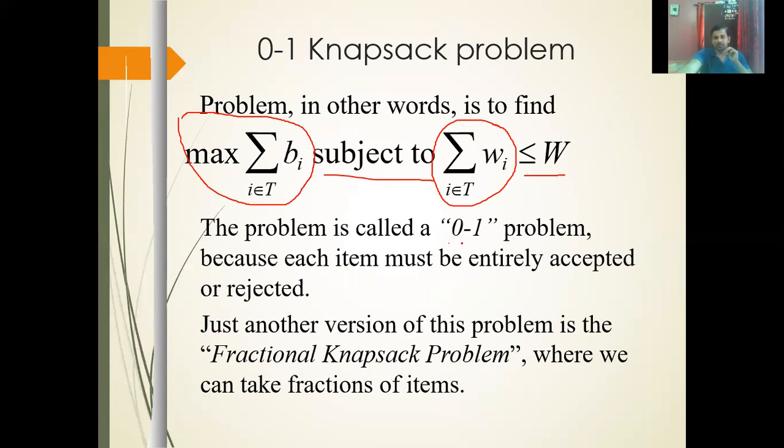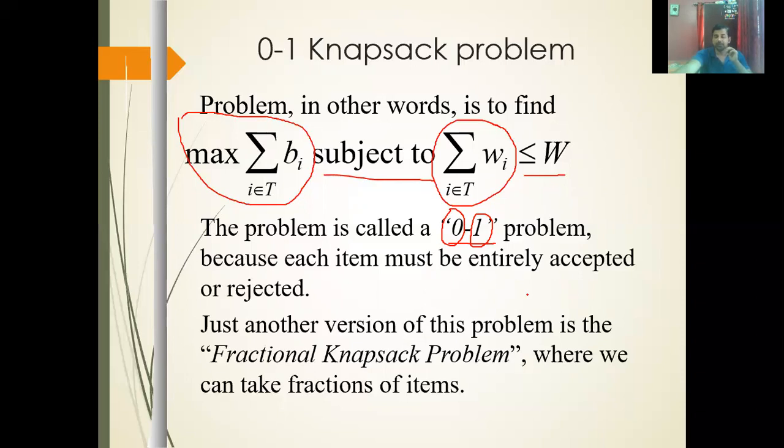And this problem is called the 0-1 problem because each item must be entirely accepted. That means partial insertion of the item is not allowed. It should be inserted in full. If it is inserted in full, I'll call it 1. If it is not inserted, I call it 0. So no partial insertion of the items, right?